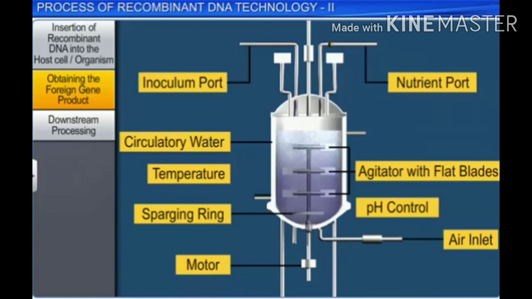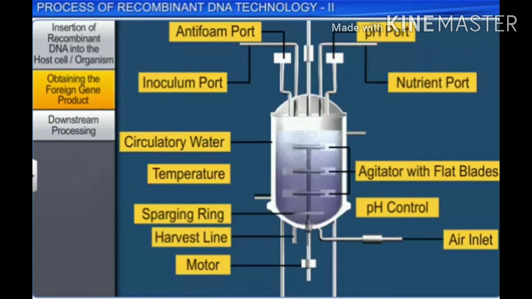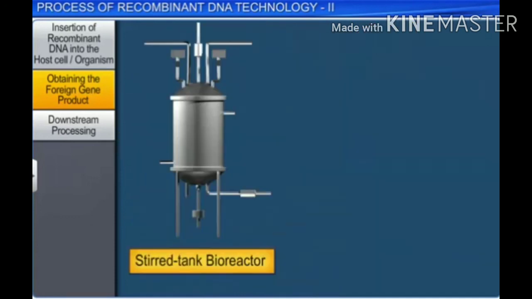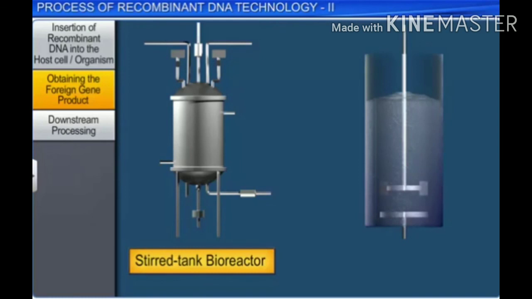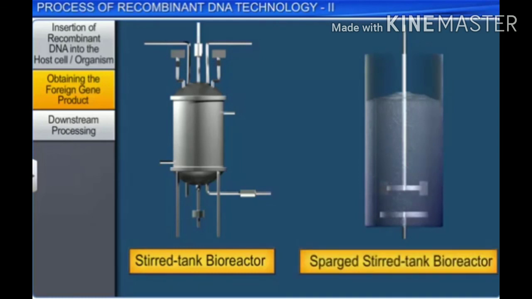nutrients. Similarly, the antifoam port is used to introduce antifoaming agents, while the pH port is used to introduce acids or alkalis to maintain optimal pH. At the base of the tank, there is a harvest line to extract the culture medium and microbial products. Another type of bioreactor is the sparged stirred tank. Sterile air bubbles are sparged through this reactor, which increases the surface area for oxygen transfer.